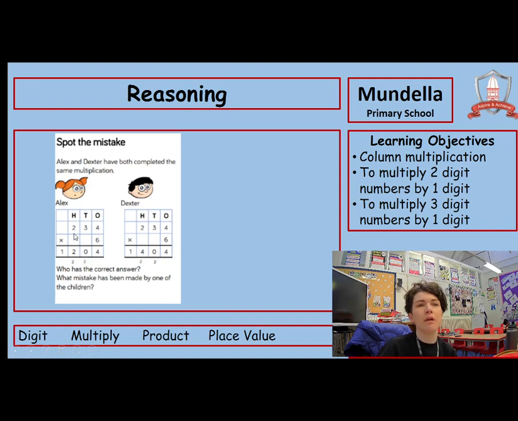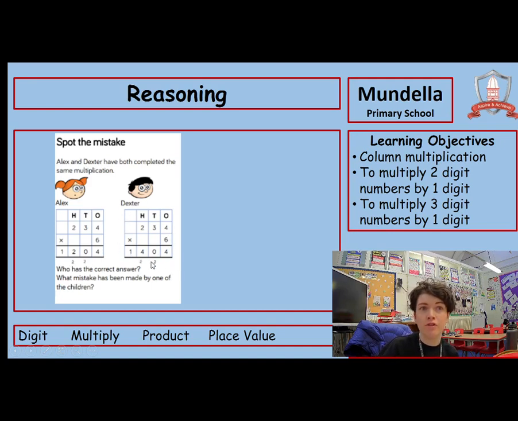Then we do the 6 multiplied by 2, it is 12. Good. But we've also got to carry the 2. Alex hasn't done that. She's forgotten to carry the 2. Let's see whether Dexter got this right to double check.